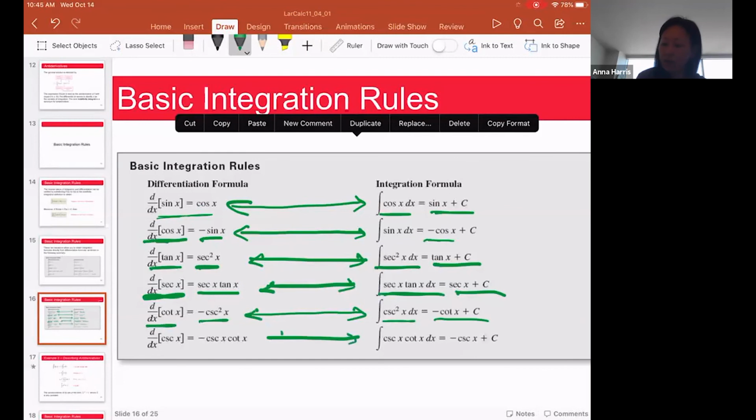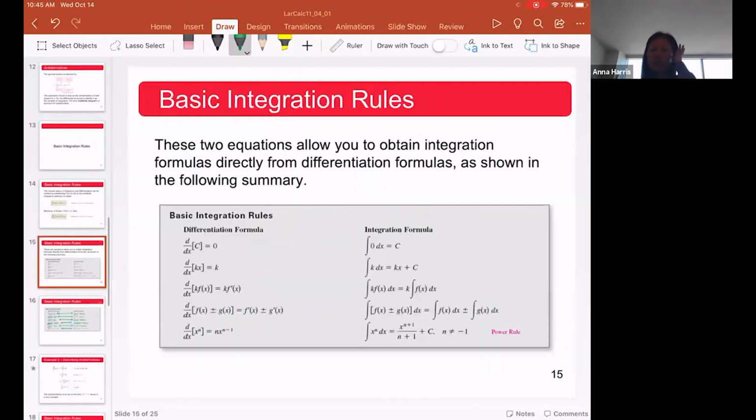One more thing. Slides 15 and 16 show the opposite relationship, from derivative to antiderivative. Okay, derivative, antiderivative. So for slides 15 and 16, if you want, you can print them out, so when you do your homework problems, you can refer to this.